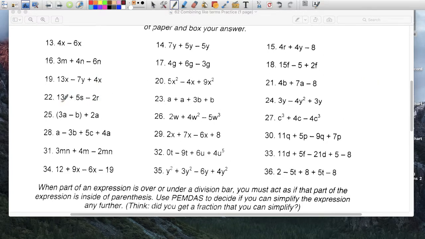22. I can combine the r with this r. So let me again move things around. I'm going to circle this guy, circle this guy, and put a rectangle around this guy. So I get 13r minus 2r, and I'm going to move that rectangle all the way to the end, plus 5s. I combine these two r's. 13 minus 2 is 11, or 11r, plus 5s.